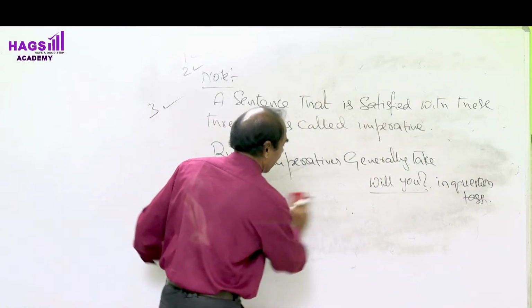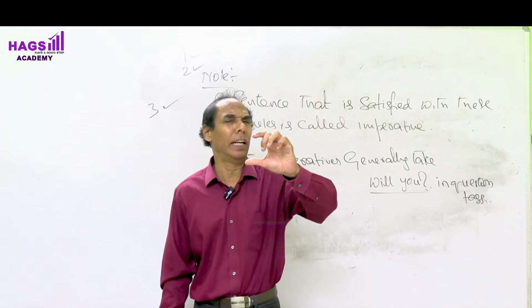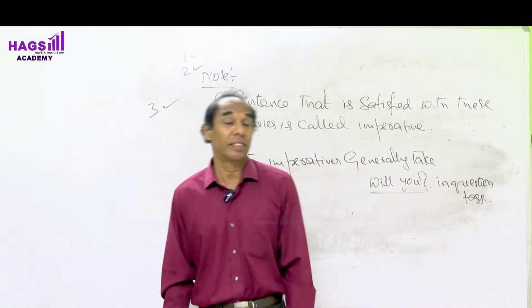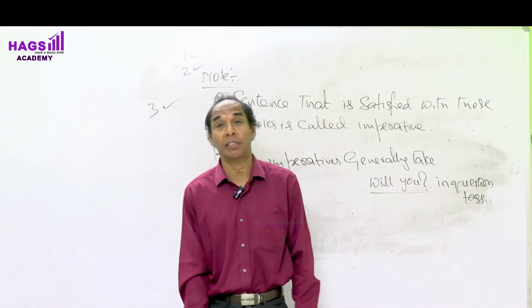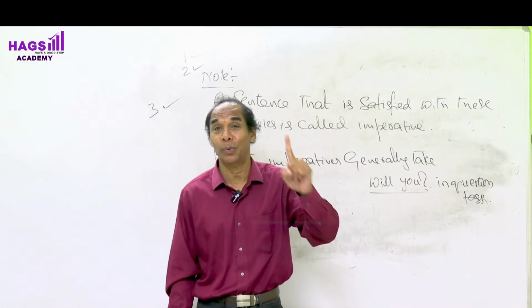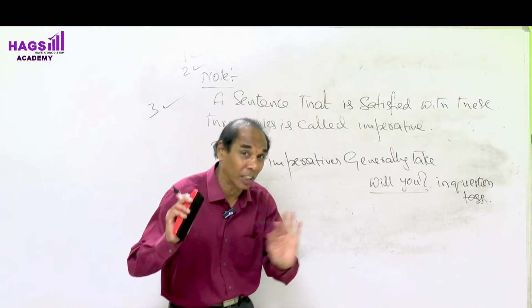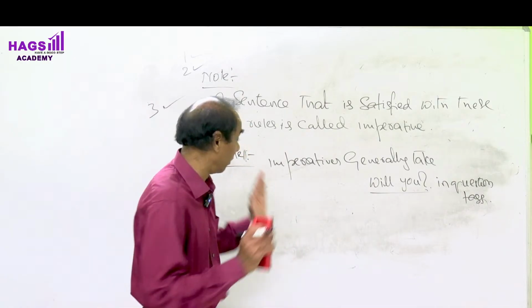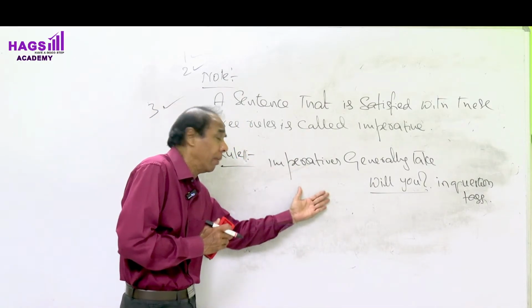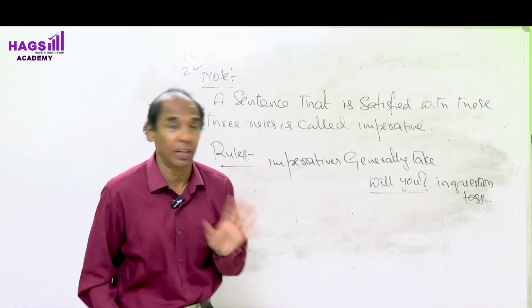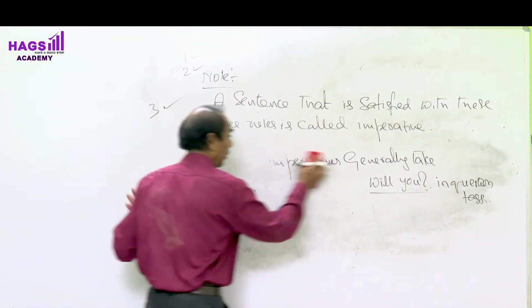Now look at the board. Imperative sentences commonly take will you, but sometimes imperative sentences take can't you also. When do they take can't you? I'll explain now. Completely concentrate on me and my explanation. Then only you can understand. Now look at the board.